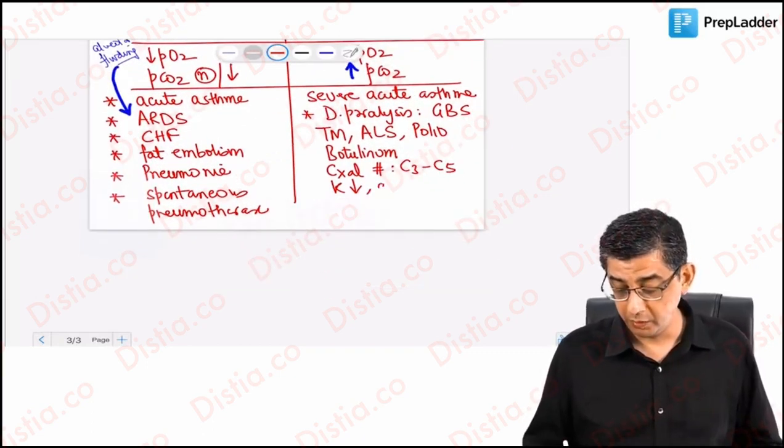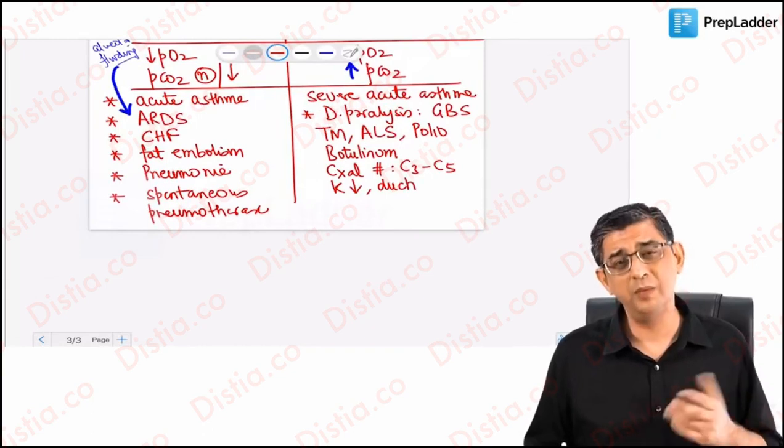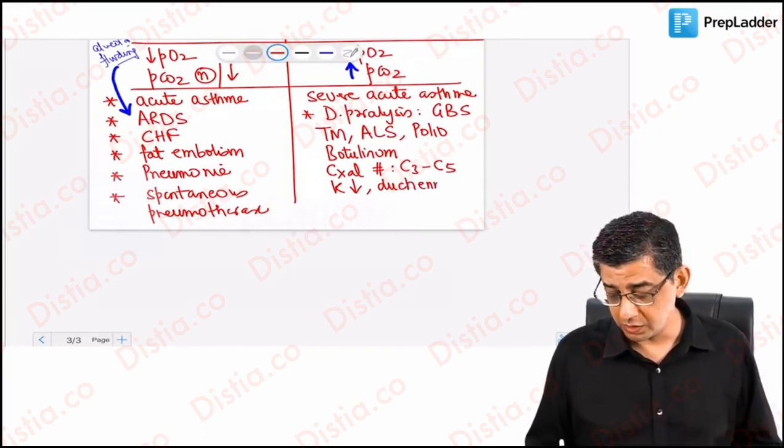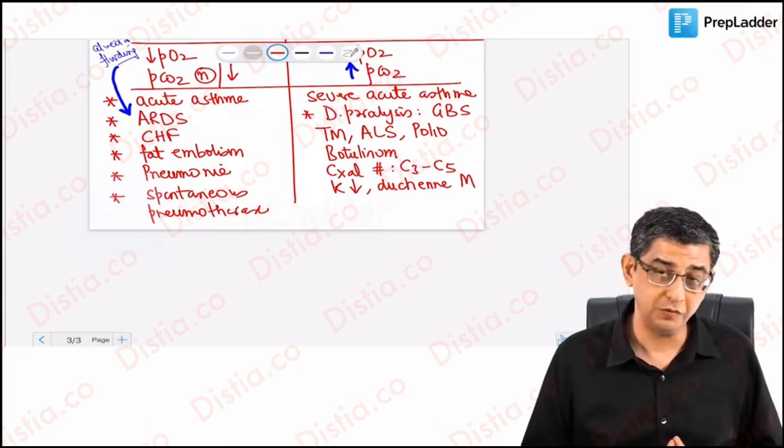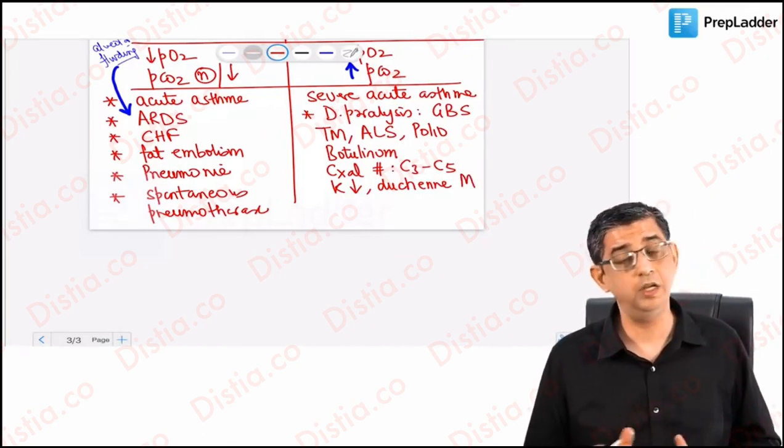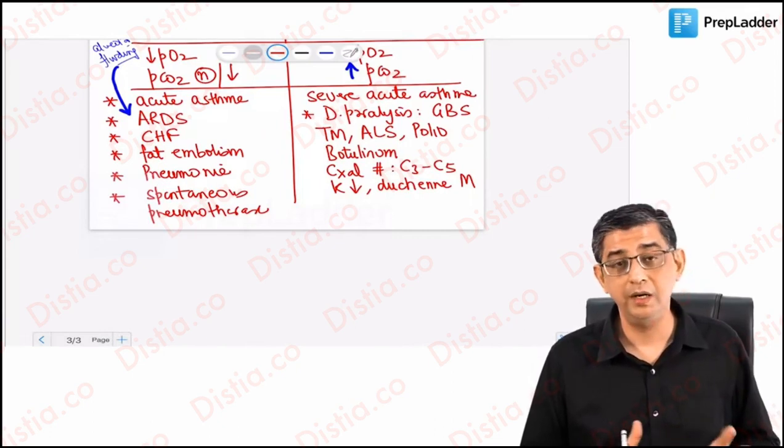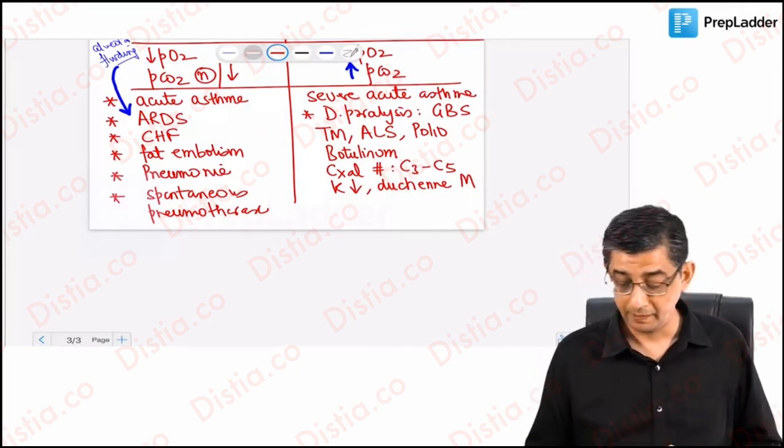He can incorporate one more condition. Either he can write congenital myopathy or Duchenne's muscular dystrophy. In fact, I have explained to you that in Duchenne's muscular dystrophy, the leading cause of death is congestive heart failure, but after that, pneumonia and respiratory failure would come in.